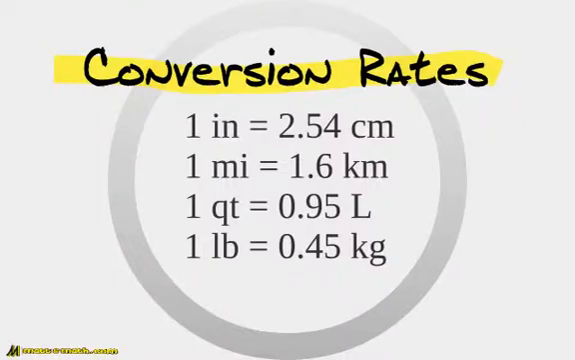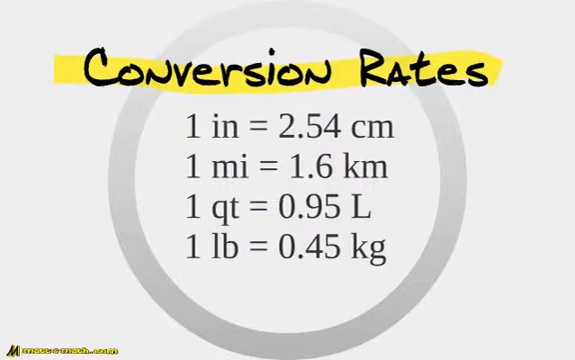Here is the conversion from customary to metric. 1 inch is about 2.5 centimeters, 1 mile is about 1.6 kilometers, 1 quart's just a little under 1 liter, and 1 pound is about 1/2 kilogram. You're going to want to write these down because these are going to be the first part of your conversion proportions. This will be the first fraction, or this, or this, or this, depending on what you're trying to do.